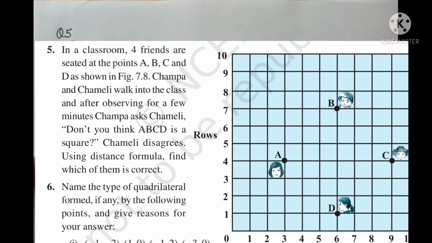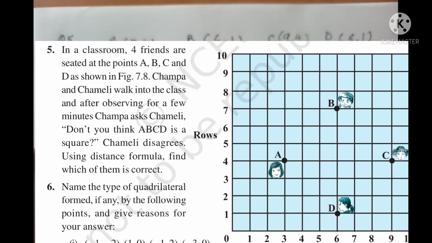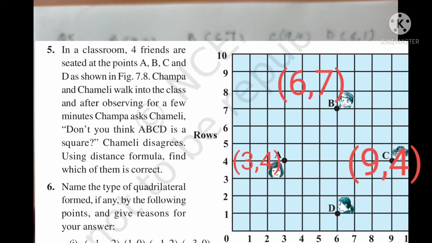So first let us see what the vertices A, B, C and D are. Vertex A is 3 towards the right and 4 units upwards, so it is 3, 4. Vertex B is 6 towards right and 7 towards up, so it is 6, 7. Vertex C is 9 units towards right and 4 units upwards, so it is 9, 4. And vertex D is 6 towards right and 1 unit upwards, so it is 6, 1.